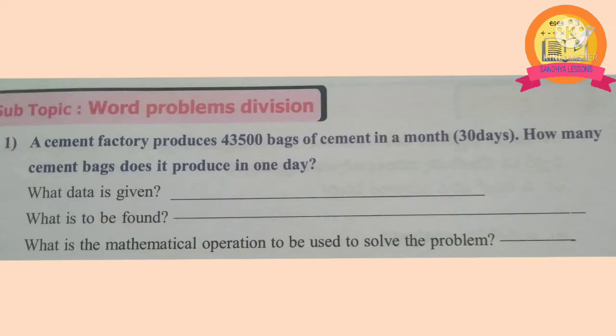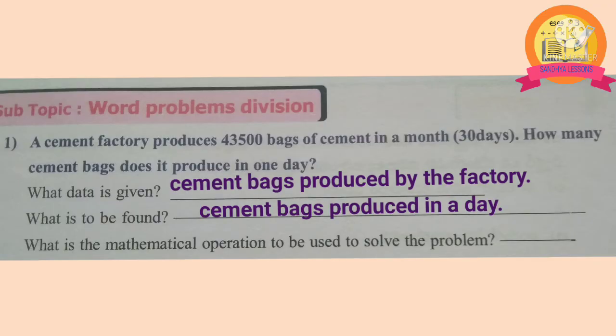Let's answer the questions given. What data is given? Cement bags produced by the factory. What is to be found? Cement bags produced in a day. What is the mathematical operation to be used to solve the problem? Division.